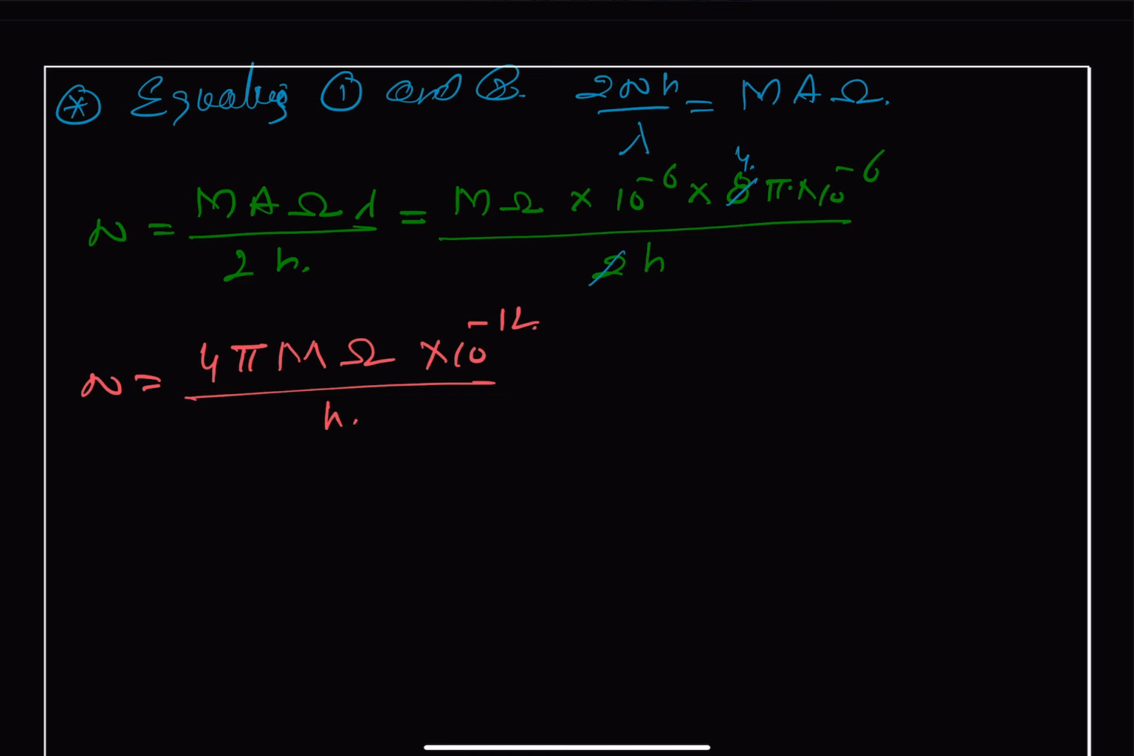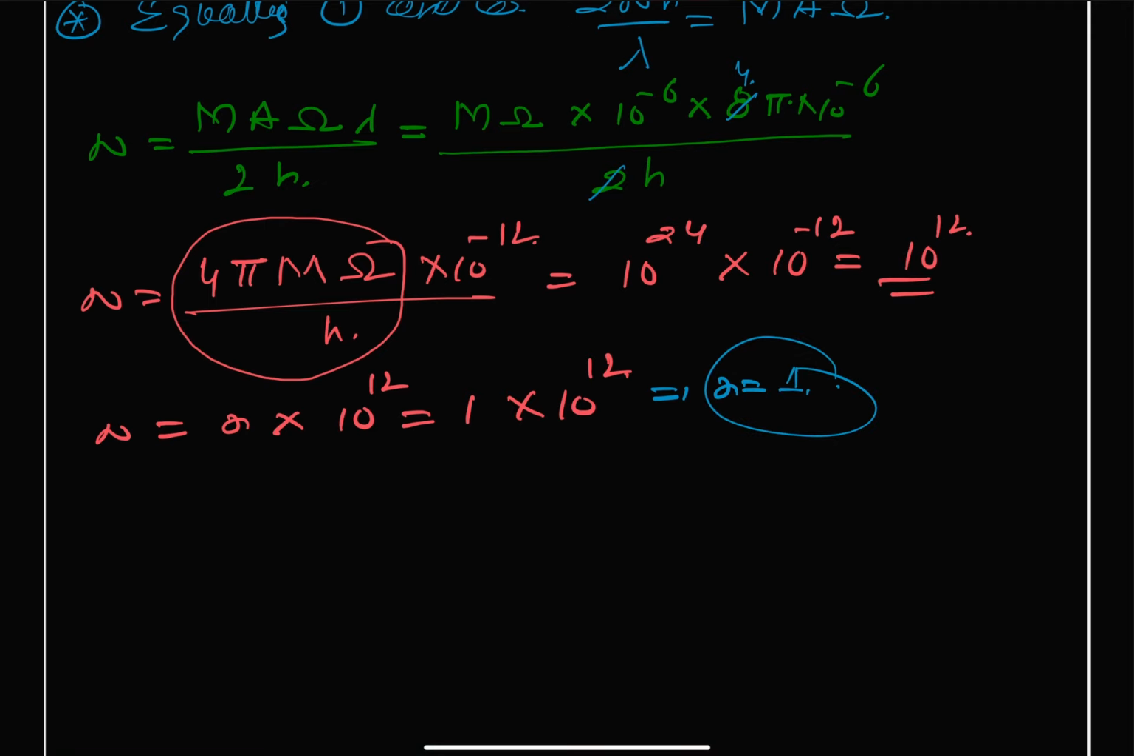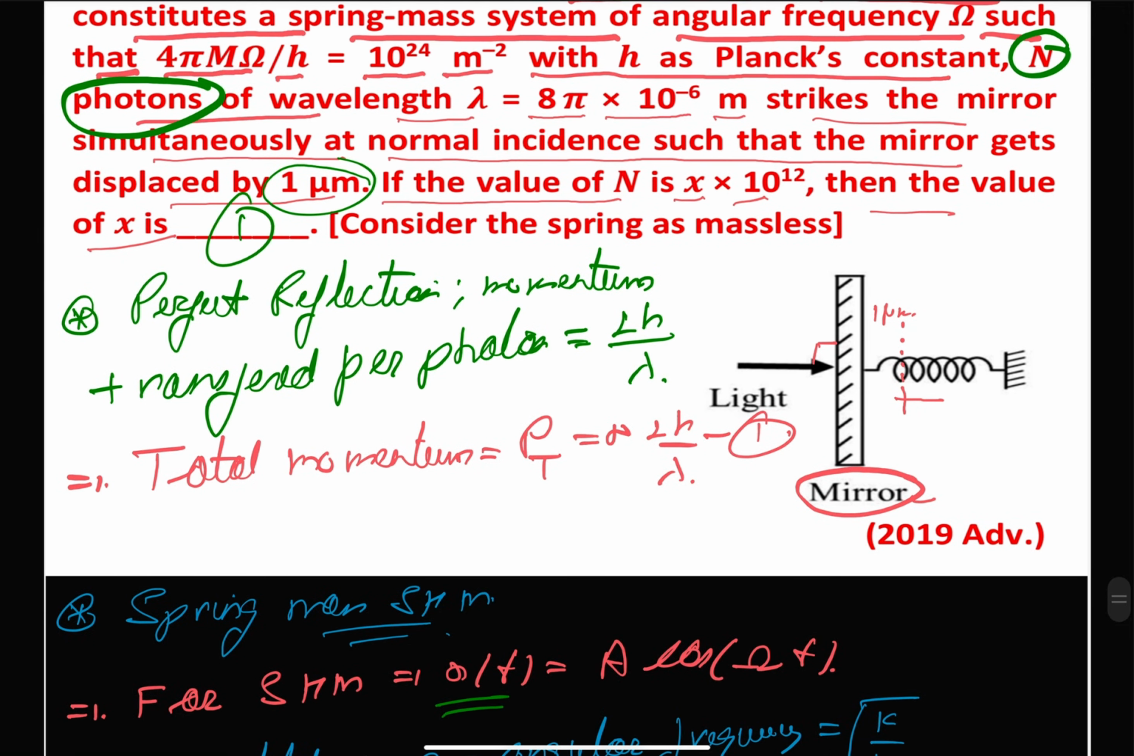And in the question, this is already given to us. This value is given as 10 raised to the power 24 multiplied by 10 raised to the power minus 12, which comes as 10 raised to the power 12. And we are given that value of n is equal to x times 10 raised to the power 12, and we found out this will be 1 into 10 raised to the power 12. Therefore, value of x is equal to 1.